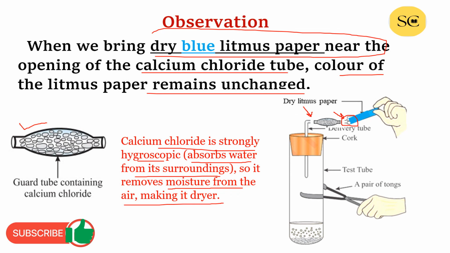Okay, so here when the gas comes out from the delivery tube, it goes through the tube containing calcium chloride. If there is some amount of moisture, the calcium chloride absorbs the moisture. So the dry HCl gas comes in contact with dry blue litmus paper. The blue litmus paper remains unchanged. Okay, so this is the activity.